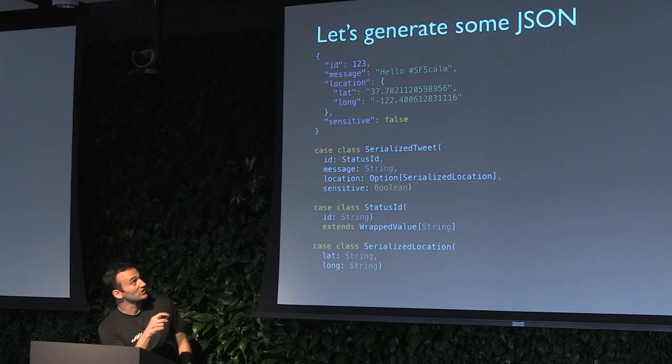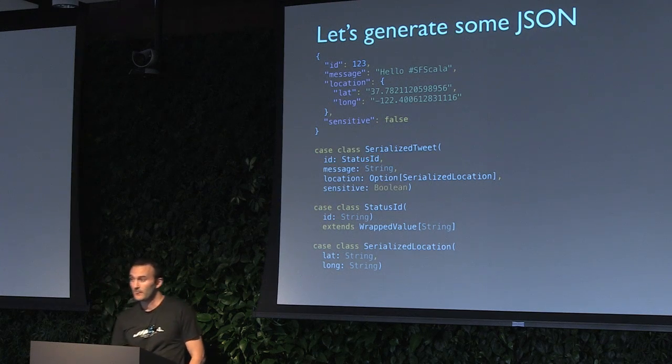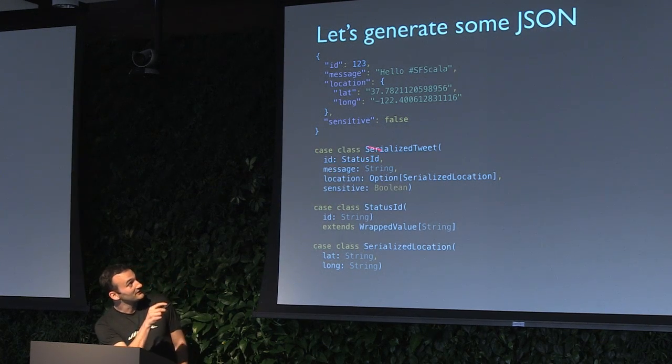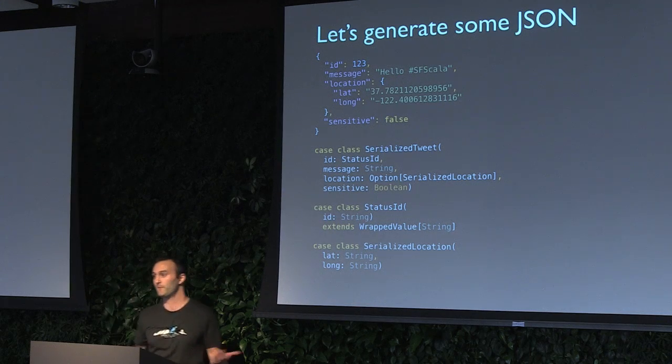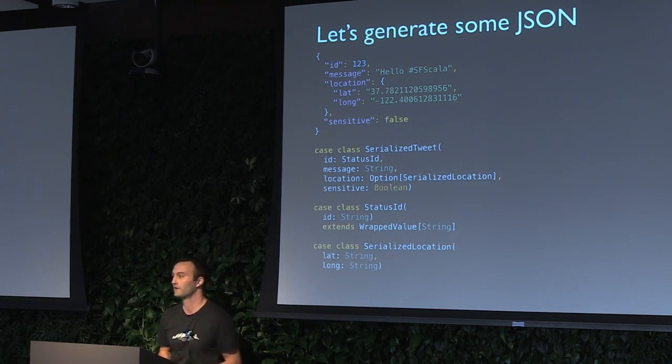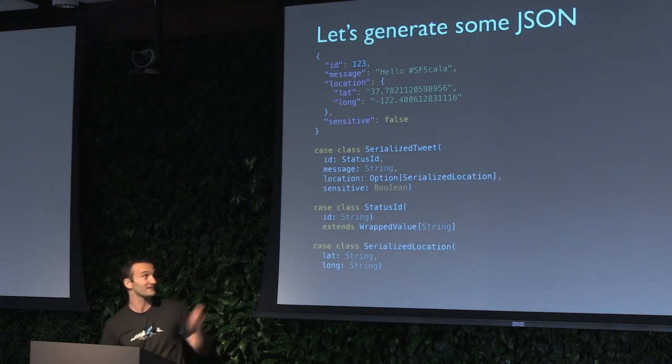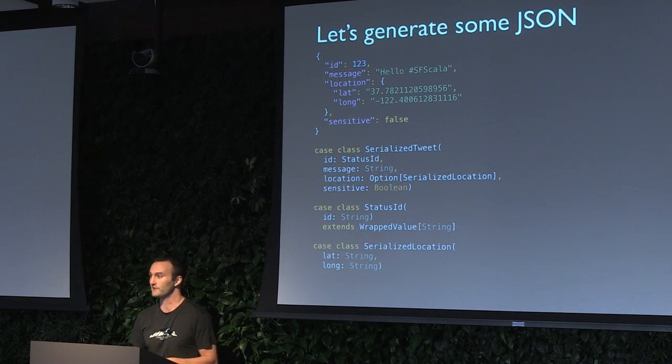So in this case, we'll create a serialized tweet case class. Looks the same as the other one, except now we add an ID field. And notice that ID field, it's a status ID type. That status ID, it's a case class that extends this wrapped value trait. And what this does is signal to Jackson that I really want you to treat this as the wrapped string inside of it. So I want you to parse it and generate it just as that string. But now within your application, you could pass around a status ID instead of just an untyped string.